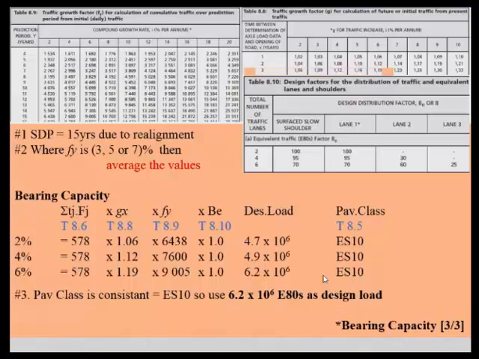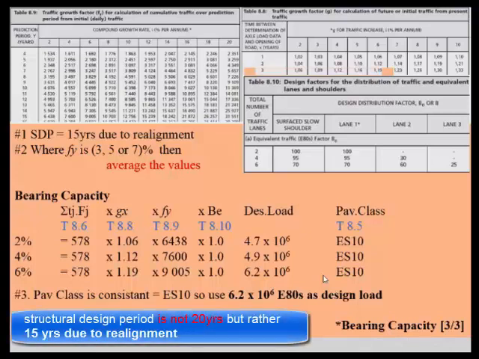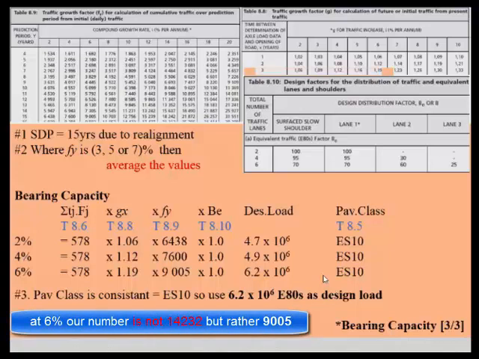The next step is by selecting a lane factor, which for our scope of work will always be 1. And finally, by selecting a compound growth rate. In this example, our structural design period is 20 years. Our growth factor is 6%, therefore our number is 14,232.